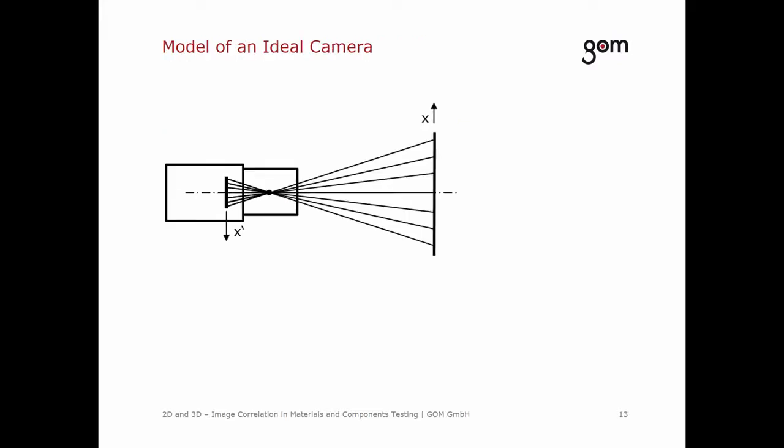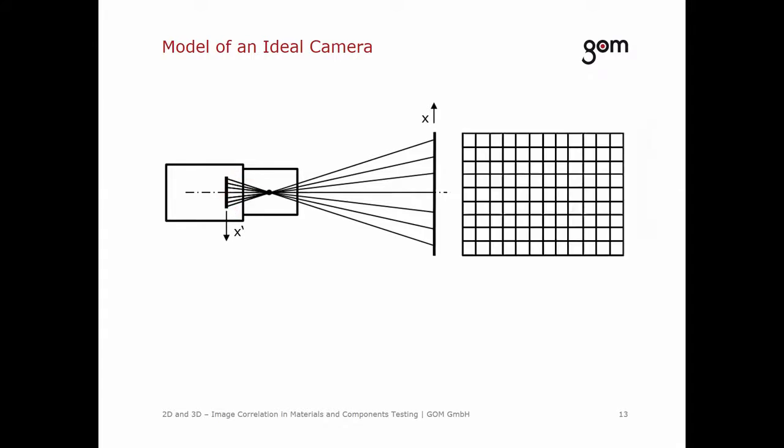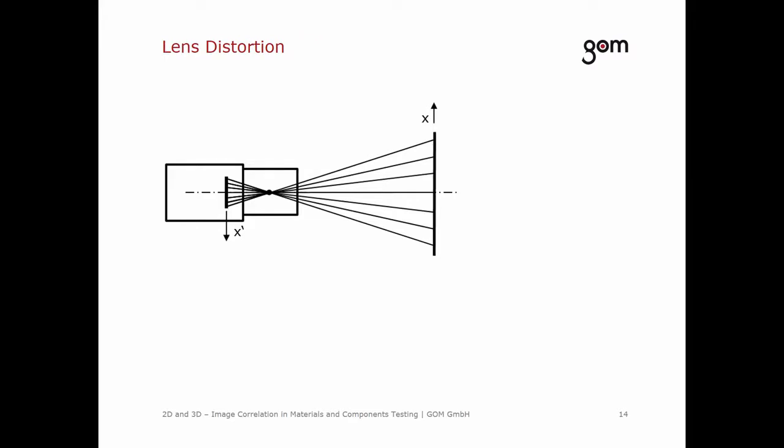Let's take a look at how an ideal camera setup would look like. The camera creates an image of an object. With an ideally set camera, you have a straight projection of the object. In reality, you additionally have a camera lens. The camera lens can lead to distortion. A distortion is a deviation from the straight projection of the object. It depends on the used lens.